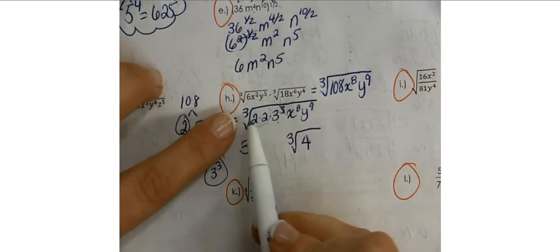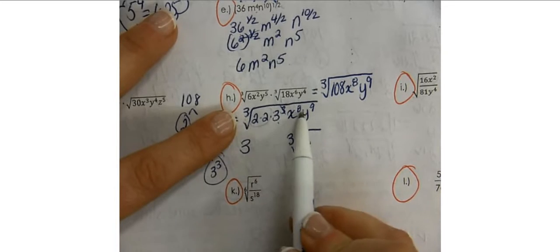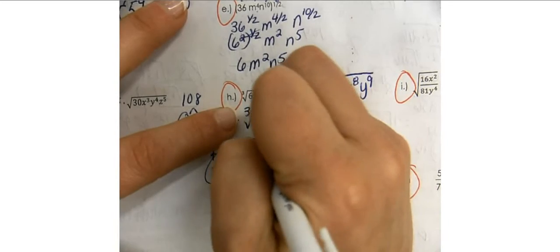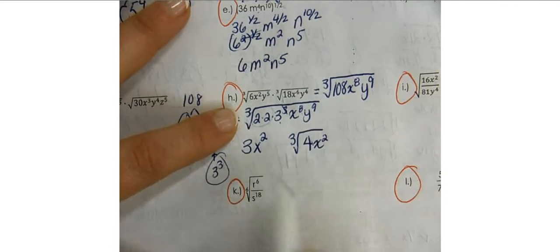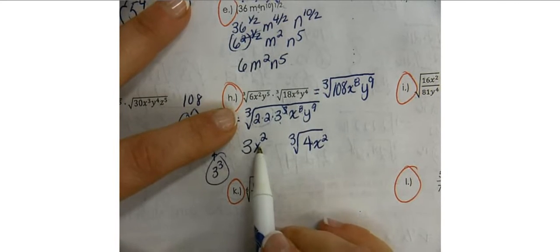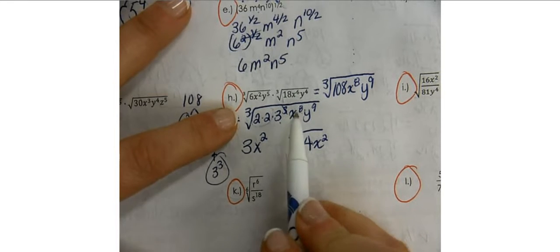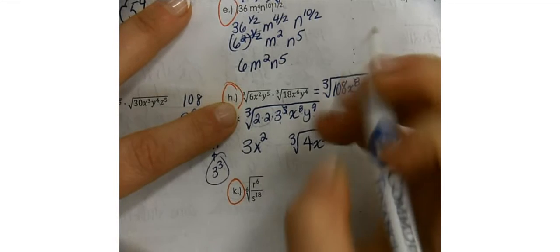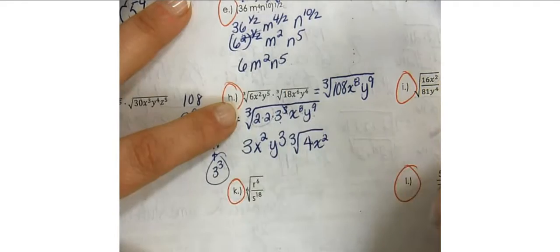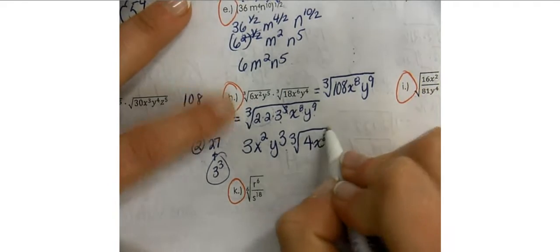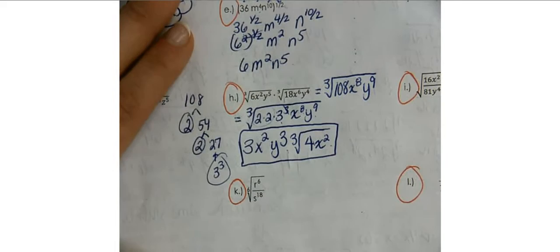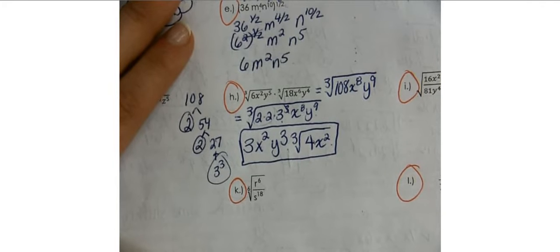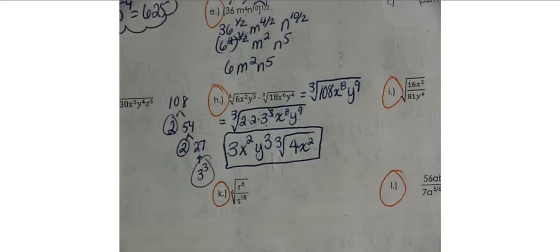Then I'm going to ask myself, how many times can 3 go into 8 evenly? That's 2 times, with 2 left over, because I know that 3 times 2 is 6, and 6 plus 2 is 8. And then 3 can go into 9 3 whole times, so that's going to be y cubed, with nothing left over. So your answer is going to be 3x squared y to the 3rd power times the cube root of 4x squared. And that is it. That's your answer. Let's go ahead and look at letter I.